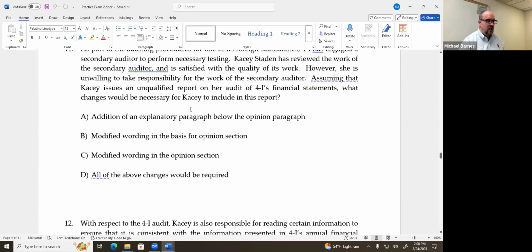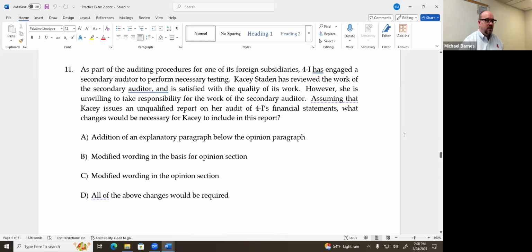All right. As part of auditing procedures for its foreign subsidiaries, 4i has engaged a secondary auditor to perform the necessary testing. Casey Staten has reviewed the work of the secondary auditor and is satisfied with the quality of the work. However, she is unwilling to take responsibility for the work of the secondary auditor. Assuming that Casey issues an unqualified report on 4i's financial statements, what changes would be necessary for Casey to include in this report? Should she add an additional explanatory paragraph below the opinion paragraph? Yes. Okay. Should she modify the wording in the basis for opinion section? Yes. Should she modify the wording in the opinion section? Yes. What does that leave?